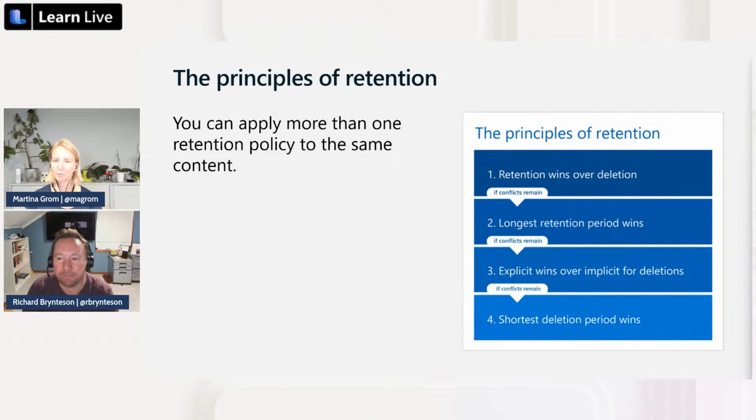So, quick question here. If you have two persons, consider it's Martina and Richard, and the deletion policy for Richard is 1 day, and the deletion policy for Martina is 10 days. What happens if they chat? In that case, the shortest should win. The 1 day should win in that instance, right?